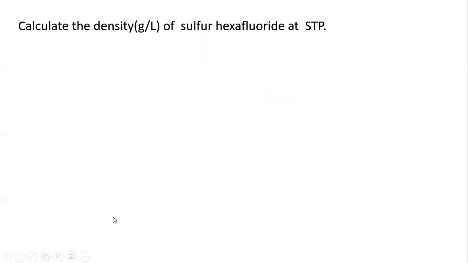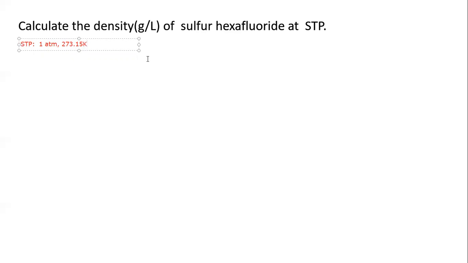So let's look at this example here. We have a compound, sulfur hexafluoride, and we want to know the density at STP. So STP, what does that mean? It means standard temperature and pressure. So at STP, we know that our pressure is 1 atmosphere, and we know our temperature is 273.15 Kelvin, or you can just do 273 Kelvin.